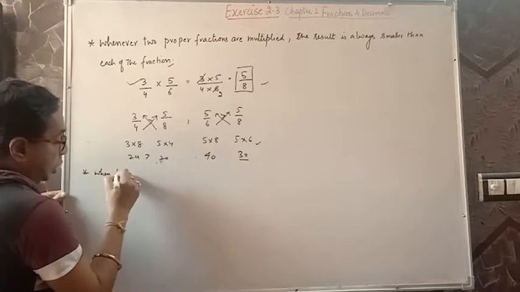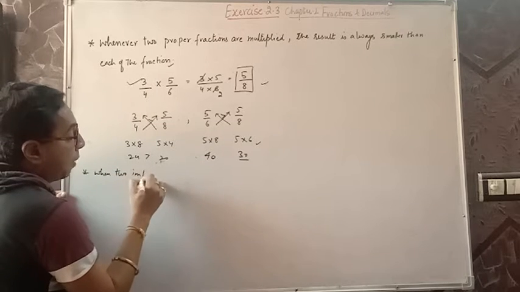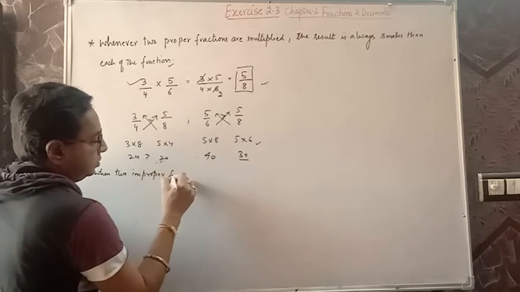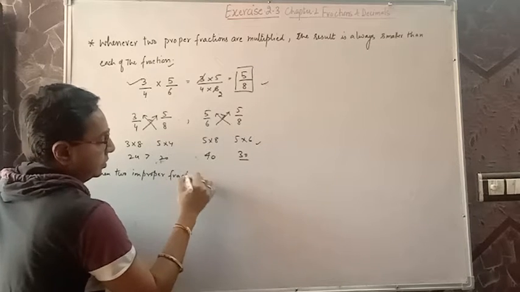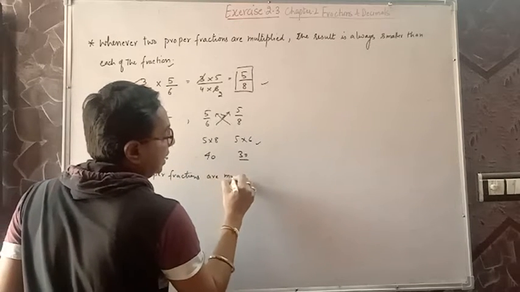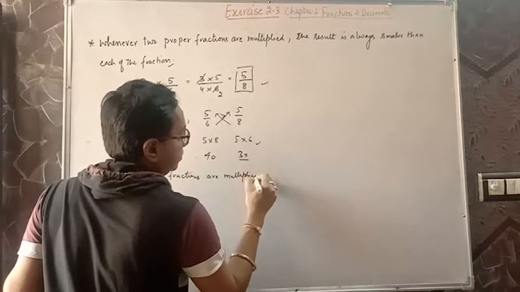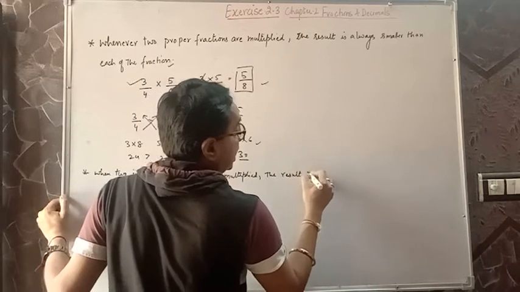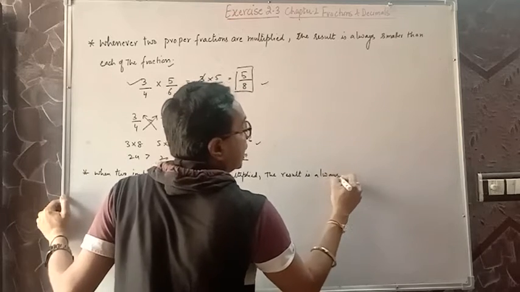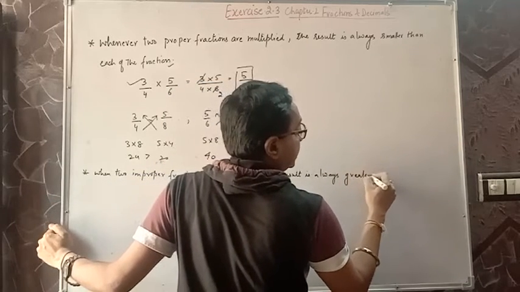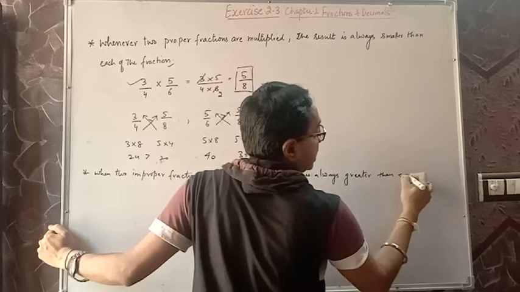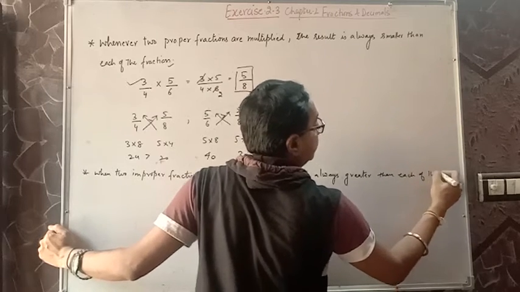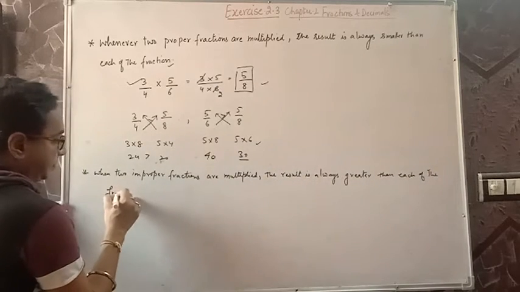When two improper fractions are multiplied, the result is always greater than each of the fractions. That's again very important.